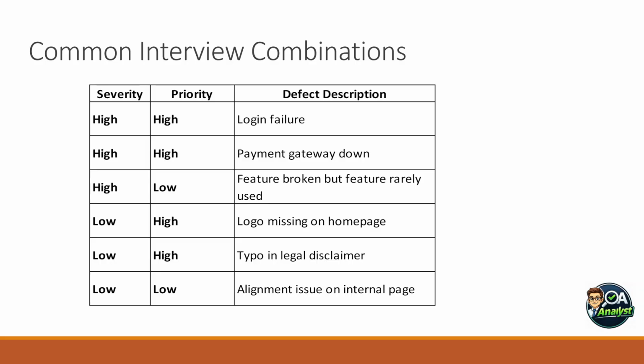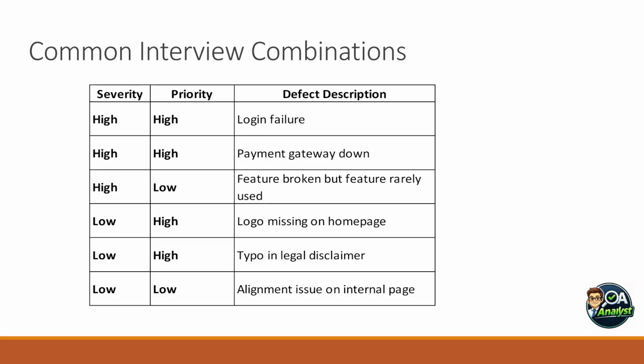The next is low severity and low priority. An alignment issue on an internal page. A minor UI issue on a non-critical page, so the fix can be deferred. That's why it is low severity and low priority. These examples are very important. If you explain this, interviewers know you have real project understanding. These are some of the common interview combinations we should know.